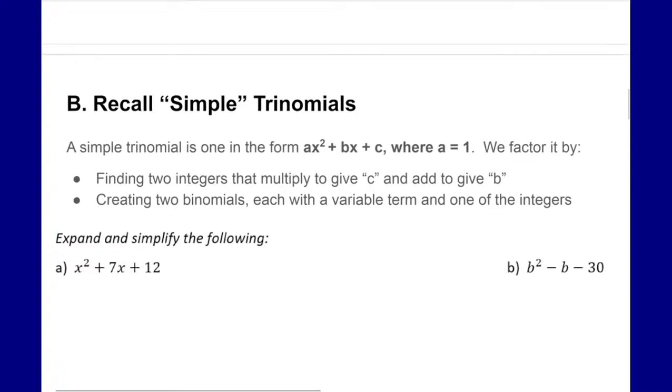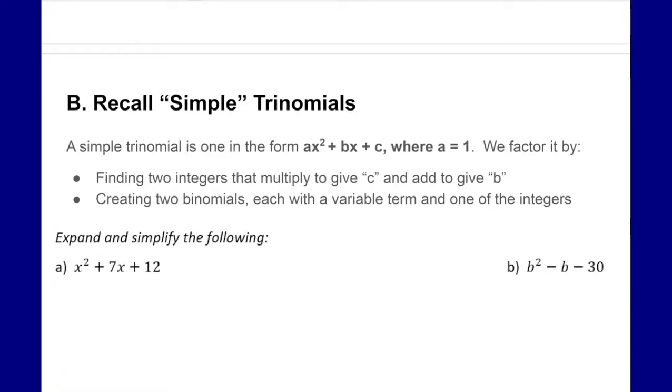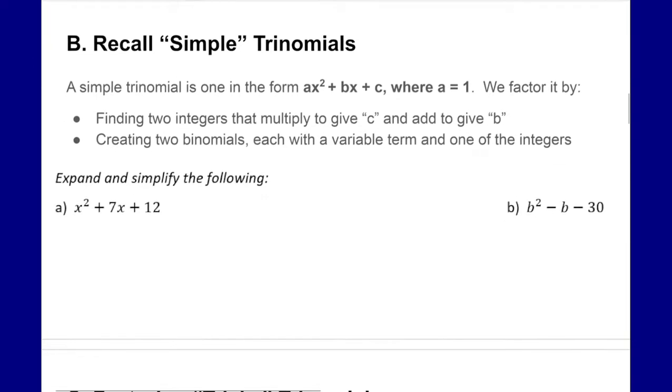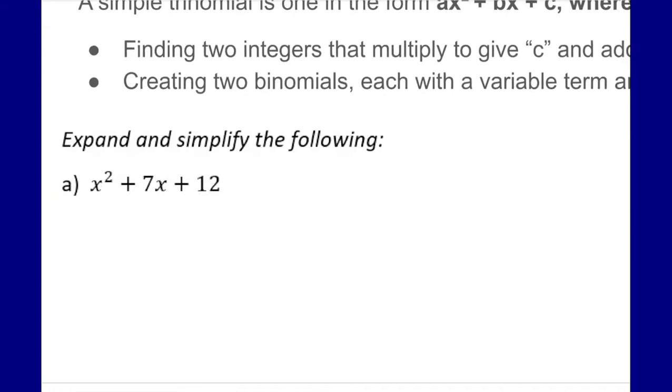Let's recall simple trinomials before we get into the complex ones. In our previous lesson, we looked at simple trinomials in a specific form, and we factor them by finding two integers that multiply to give us C, or the last number, and add to give us B, or the middle number. If I look at this first example, it's a simple trinomial, x squared plus 7x plus 12. I'm looking for two numbers that multiply to give me the last number, 12, and add to give us the middle number, 7.